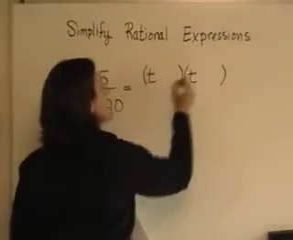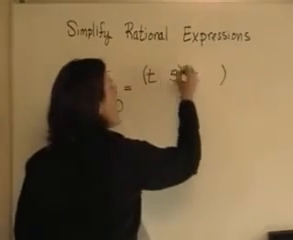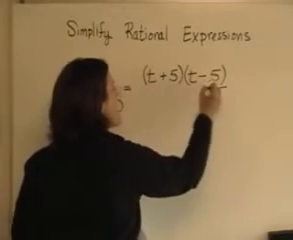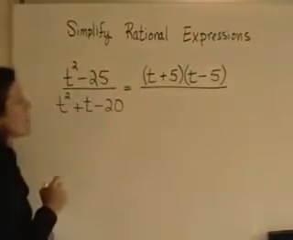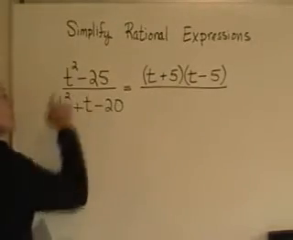I'll put a t in the front of each of these because their product is t squared. The square root of 25 is 5. I'll put in the back of each of these a plus sign in one, a minus sign in the other, because their product has to be a minus 25. And remember that the inner and the outer terms will add to be nothing. There is no t term here.